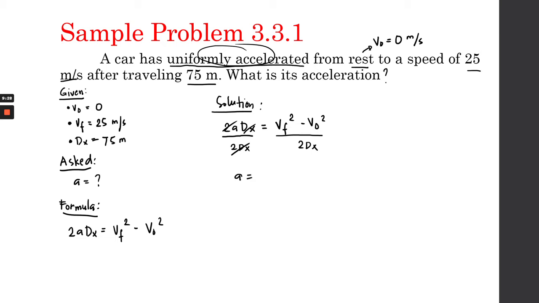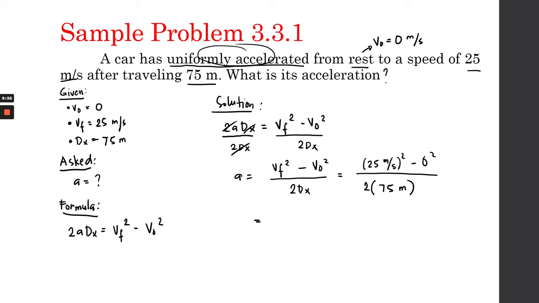And we'll get that the acceleration is final velocity squared minus the initial velocity squared, divided by 2 dx. That gives us 25 meters per second squared, minus 0 squared, divided by 2 multiplied by 75 meters. And the acceleration is 4.2 meters per second squared. So that's how we use the equation.